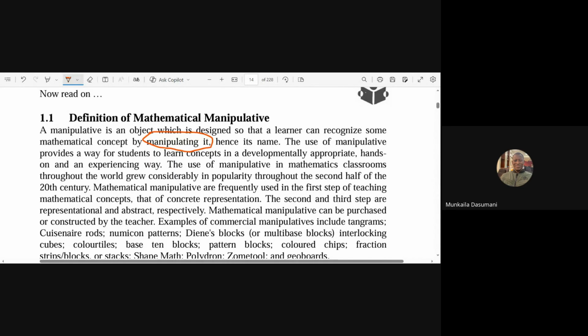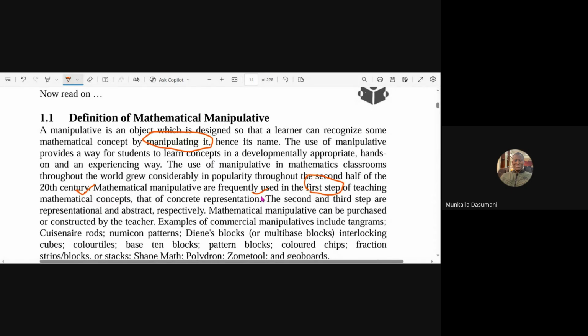The use of manipulatives in mathematics classrooms throughout the world grew considerably in popularity throughout the second half of the 20th century. Before that, it wasn't there. These manipulatives are frequently used in the first step of teaching a mathematical concept, and that is concrete representation. Normally, if you want to do concrete representation of mathematics, we use them. The second and third steps are the representational and the abstract, respectively.